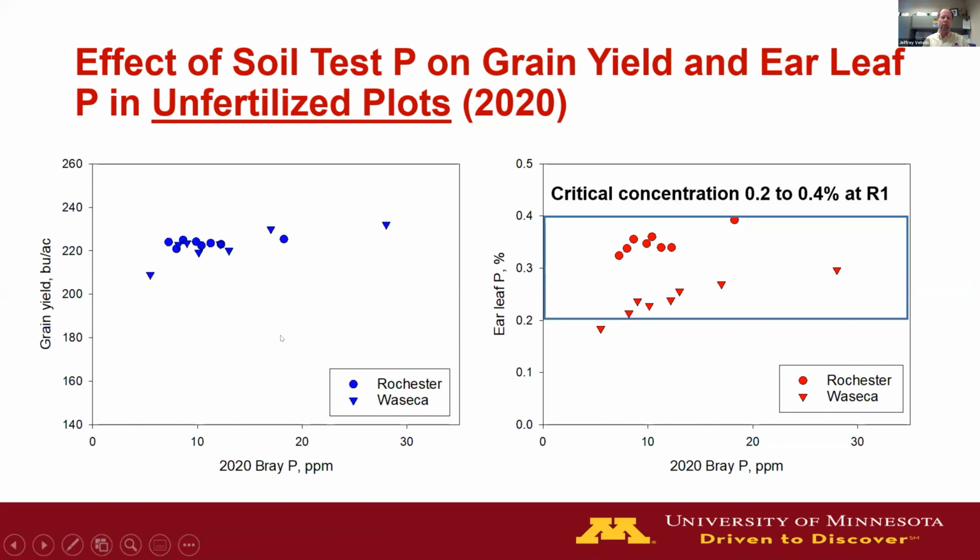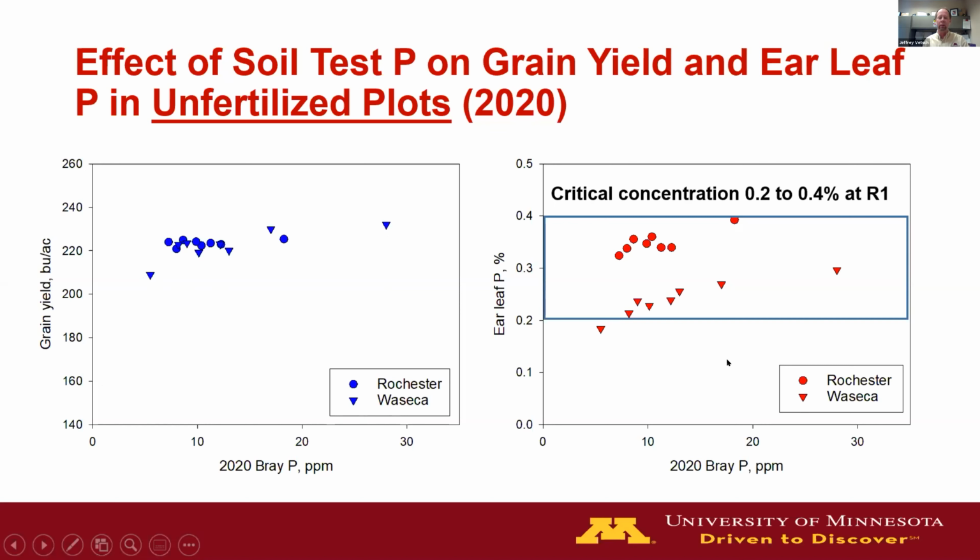Go back to the unfertilized treatments. There were 8 of them, and you see it's pretty flat all the way across here, certainly flat for Rochester and fairly flat for Waseca, even though there's a wide range in soil tests from 6 parts per million at Waseca up to about 28. The only treatment that looks like it had a yield penalty is this one right here that had a soil test level of 6 parts per million.